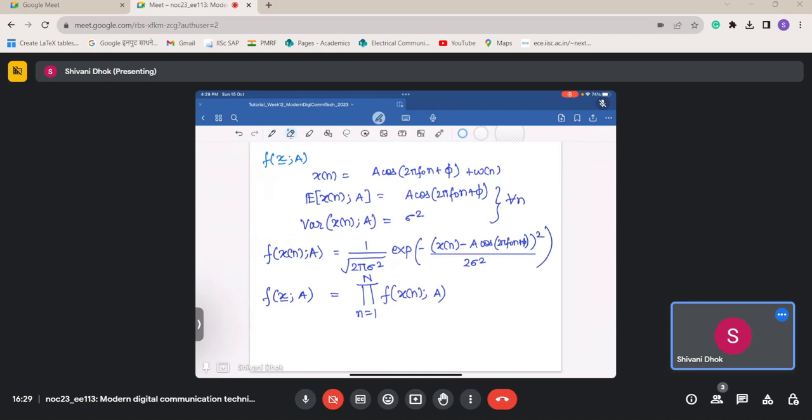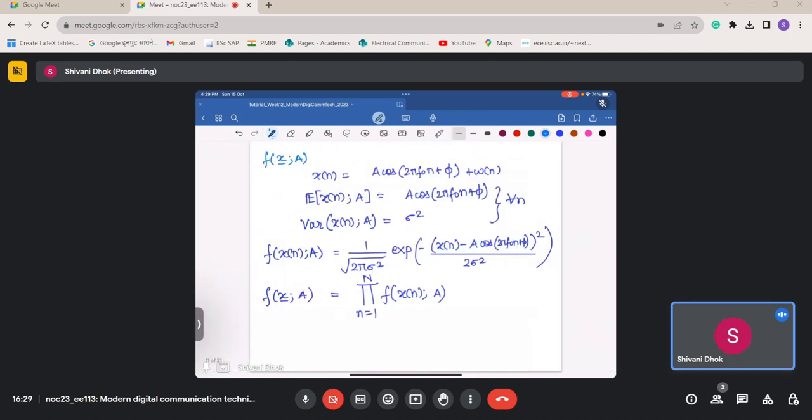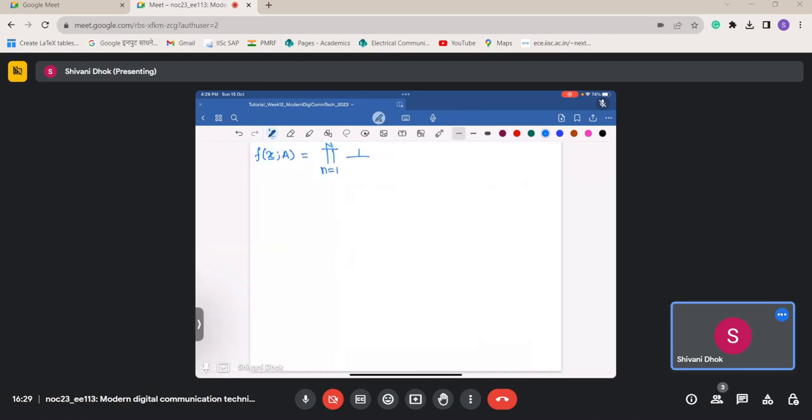Let me add a page and do it on the next page. So you have f of x given A equal to the product for n equal to 1 to capital N, and let me substitute this value of f of xn given A, so that will be 1 upon the square root of 2 pi sigma square, times e to the power minus (xn minus A cos(2 pi f naught n plus phi)) whole square, divided by 2 sigma square.